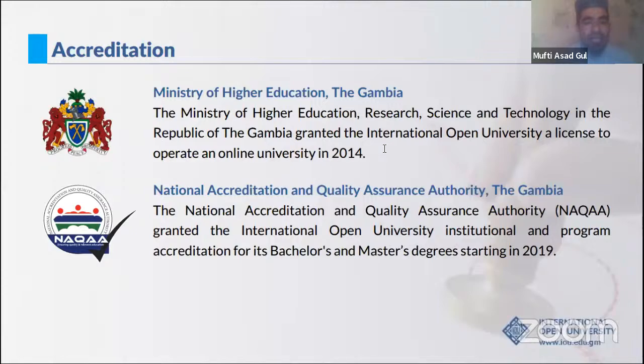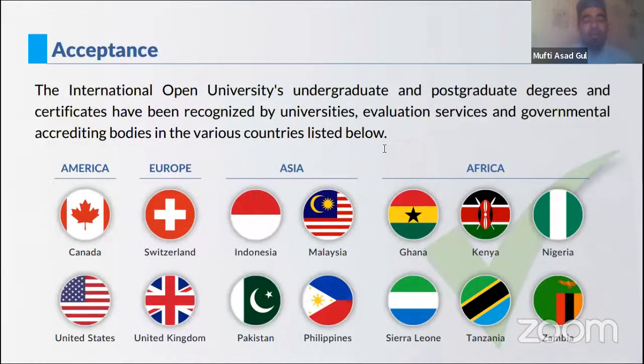The accreditation has been given by the Ministry of Higher Education, Gambia, which is an authentic body to give recognition and accreditation. And the second is the National Accreditation and Quality Assurance Authority, the Gambia. These two are the accrediting authorities. They have accredited the program and given the authority to start the program and to give degrees to the students, which will be accepted in different parts of the world, if the students have any confusion regarding that.